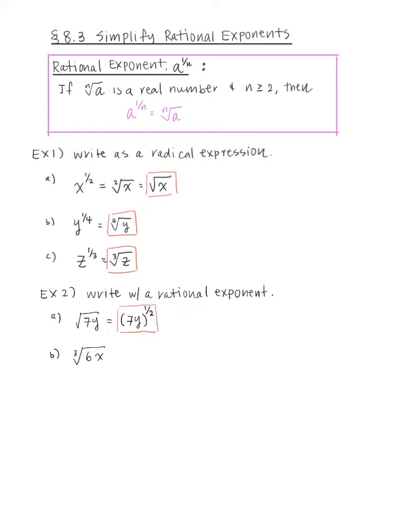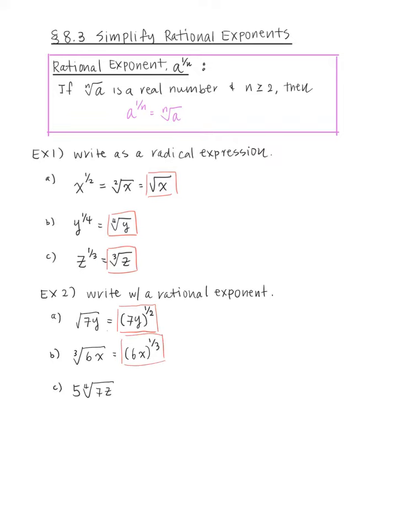Now let's look at the cube root of 6x. We're talking about the cube root, so the denominator of the rational exponent must be 3. So here we're going to have 6x, making sure to put that in parentheses, to the 1/3 power.